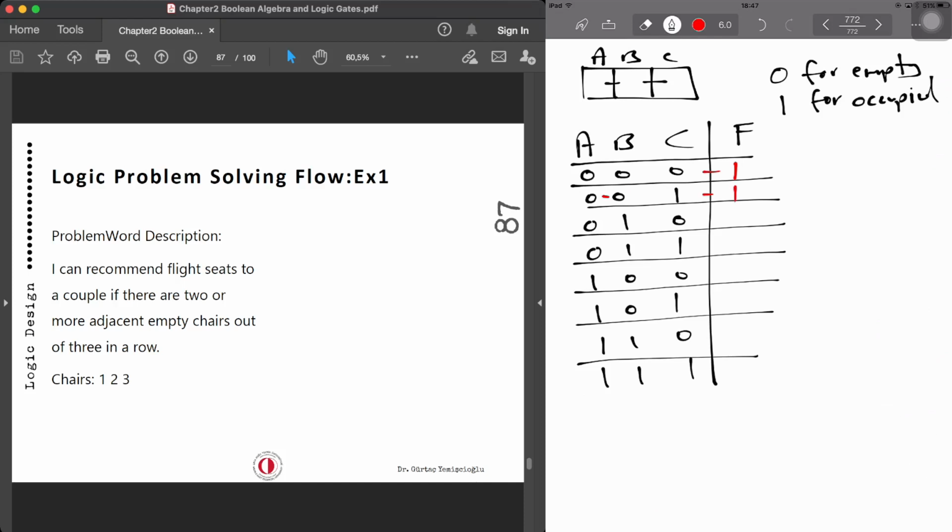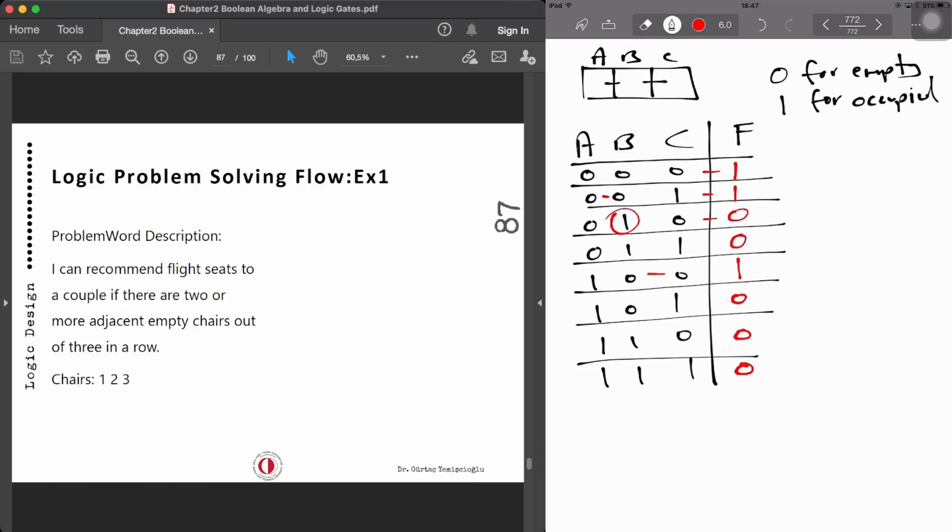A and C are empty. As there is someone in between these couples, we cannot book it for them. B, C are full, A is empty, so we cannot book it. B and C are empty, so we can book it. And then only B is empty, we cannot book it. Only C is empty, no. And all of them are occupied, so we cannot book it.